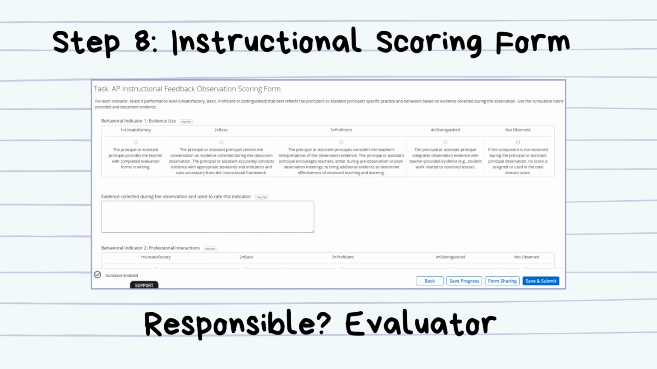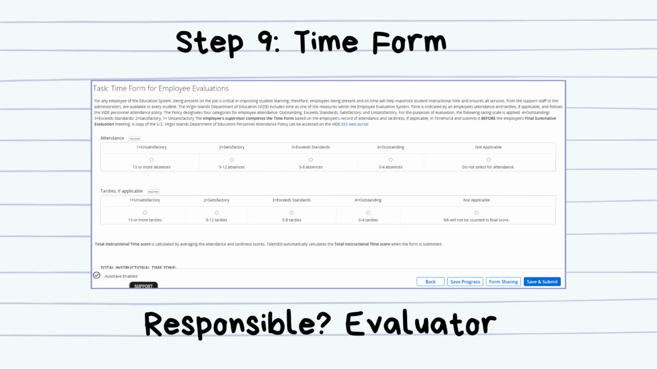The eighth step is the instructional scoring form. In this form, the evaluator will rate the assistant principal on what they observed in the instructional observation meeting. The ninth step is the time form. The evaluator at the end of the school year will rate the assistant principal's attendance.